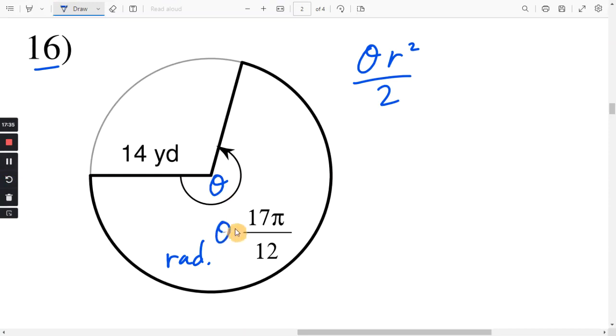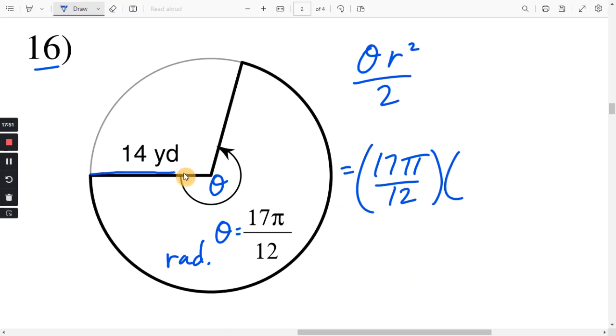Okay, so theta is going to equal 17 pi over 12 in place of theta. And that fraction is times r squared. We can see the radius right here equals 14. So r squared is going to be 14 squared. And that whole thing is divided by 2.